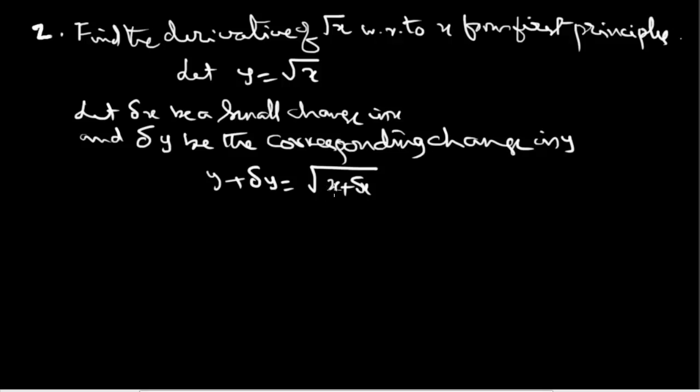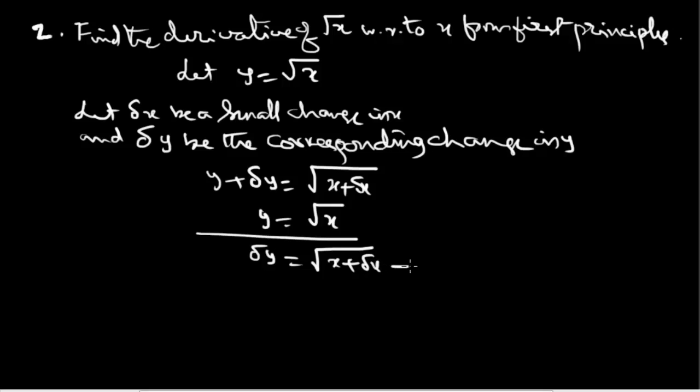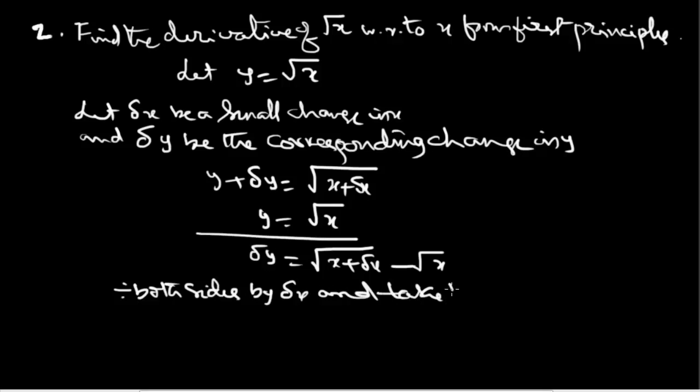Here people commit a mistake with root x plus delta x; x plus delta x should be in the same root. Below that you write the given thing, y is equal to root x, and then subtract: delta y is equal to root of x plus delta x minus root x. As usual, once again divide both sides by delta x and take limits as delta x tending to 0.